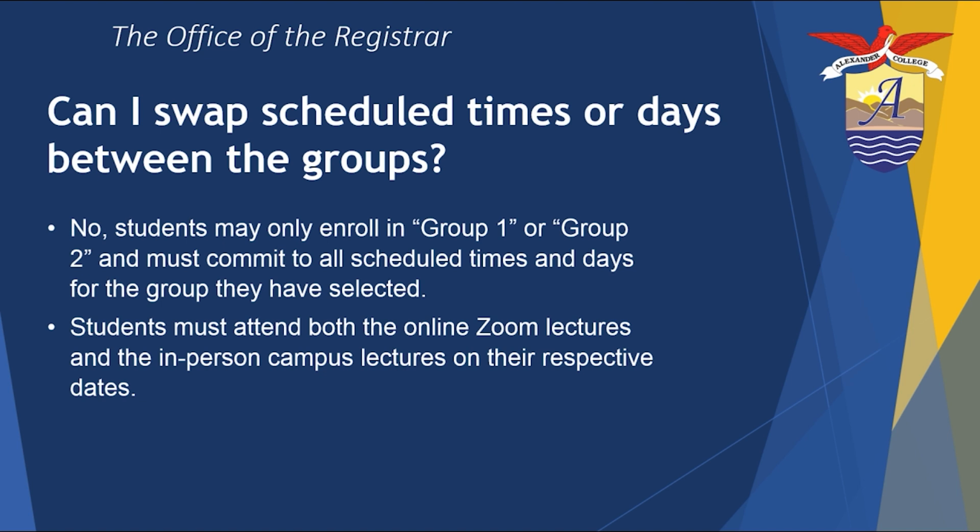Question 3. Can I swap scheduled times or days from a Group 1 course to a Group 2 course, or pick my own group times? At present, students must enroll in all scheduled times and days for the group they have selected, and must attend in accordance with the listed attendance requirement, either on Zoom or on campus.